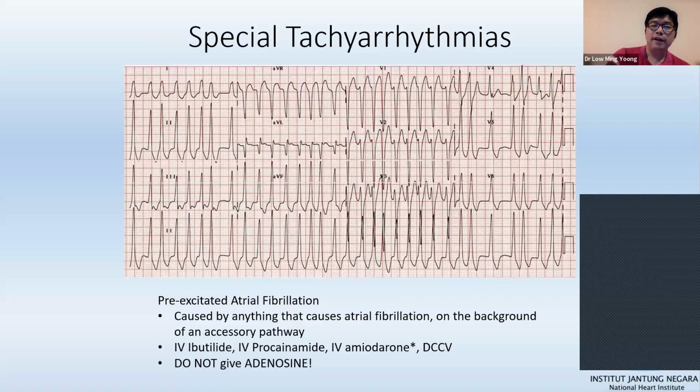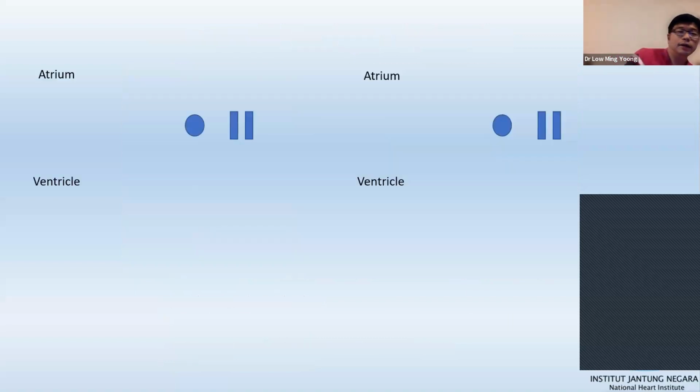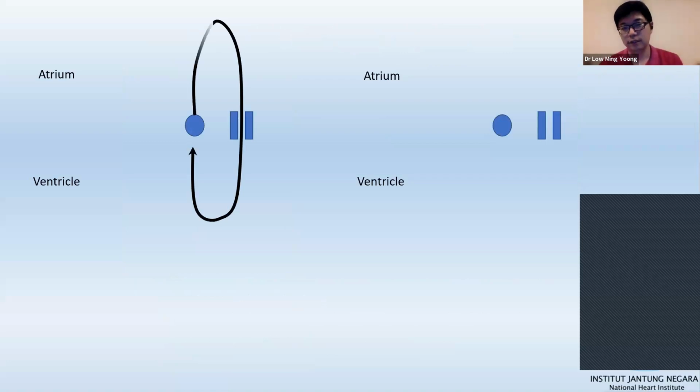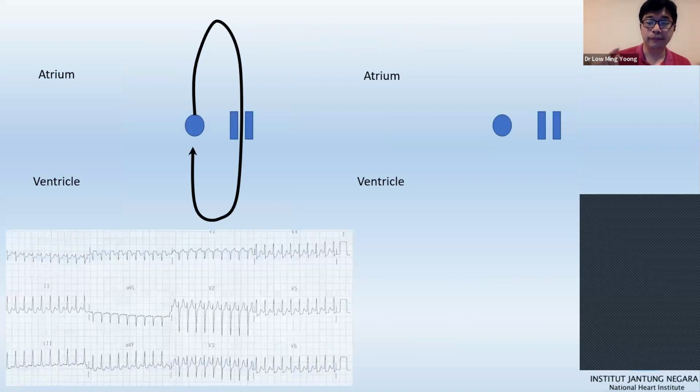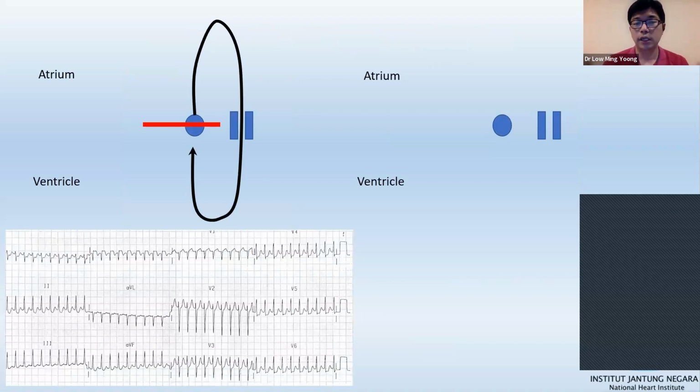Okay, so this is a diagram I did. This is AVRT. Now please see the difference, and this is very important. Why in AVRT you can give adenosine and in pre-excited AF you cannot? Because both involve an accessory pathway. So this is AVRT. You can see it's a loop. If you remove the AV node from the loop, then you terminate the tachycardia. And AVRT is characterized by regular narrow complex tachycardia.